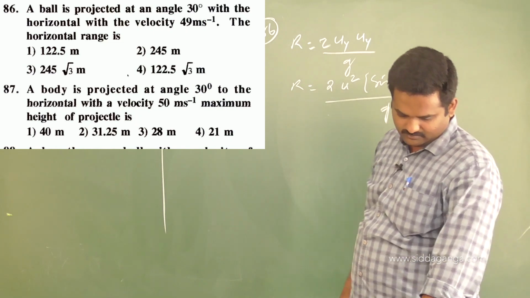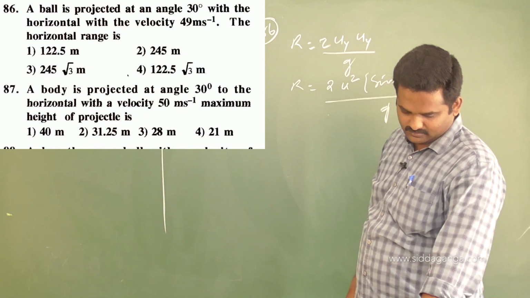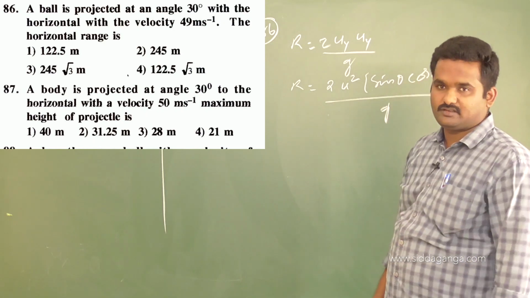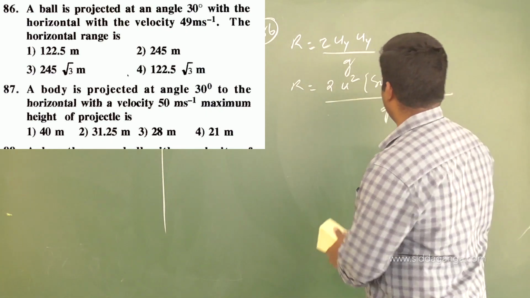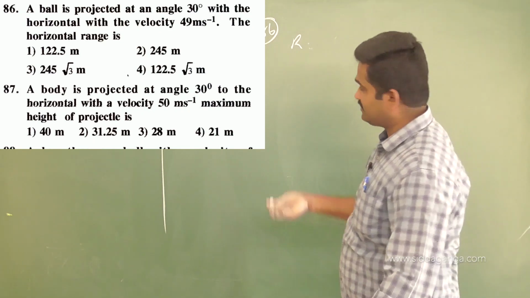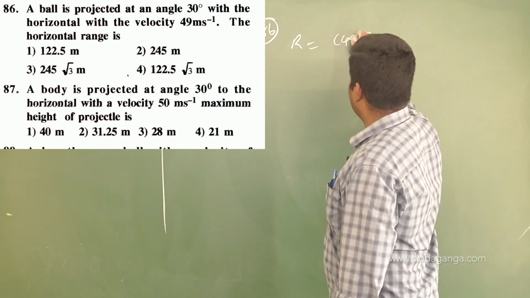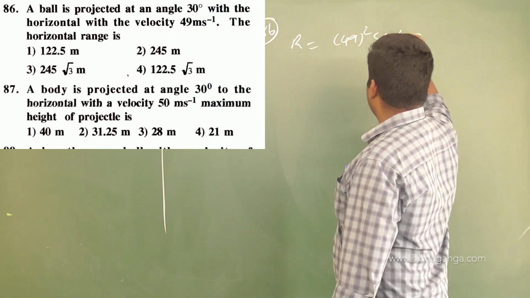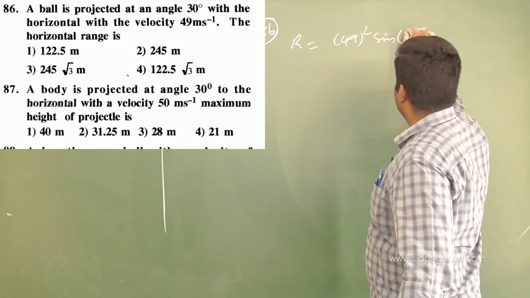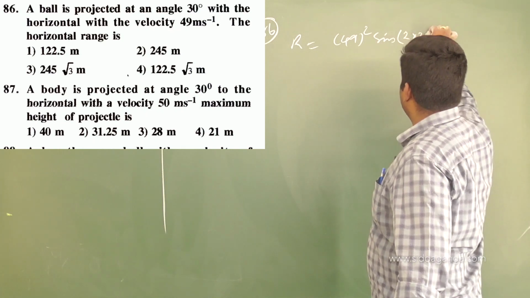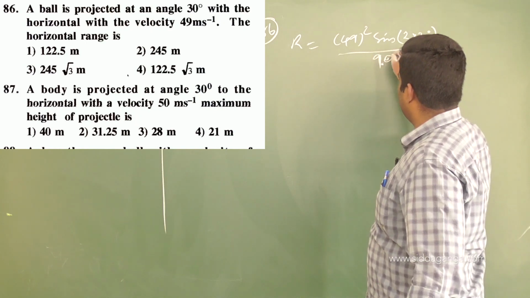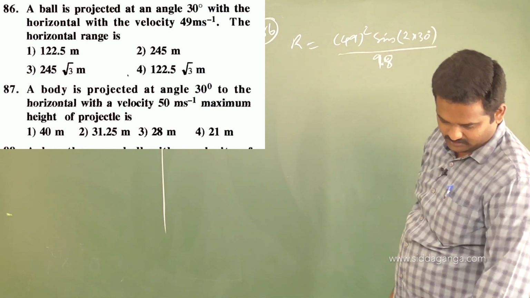Angle 30 is given, and the velocity; the direct formula you can use, no need for the component method. U square sin 2 theta by g you can use. I thought they had given components here. U square means 49 square into sin of 2 into theta, theta is 30, that is why 2 into 30, 60, divided by g. Take it as 10 or 9.8. You substitute the values and you will get the answer.